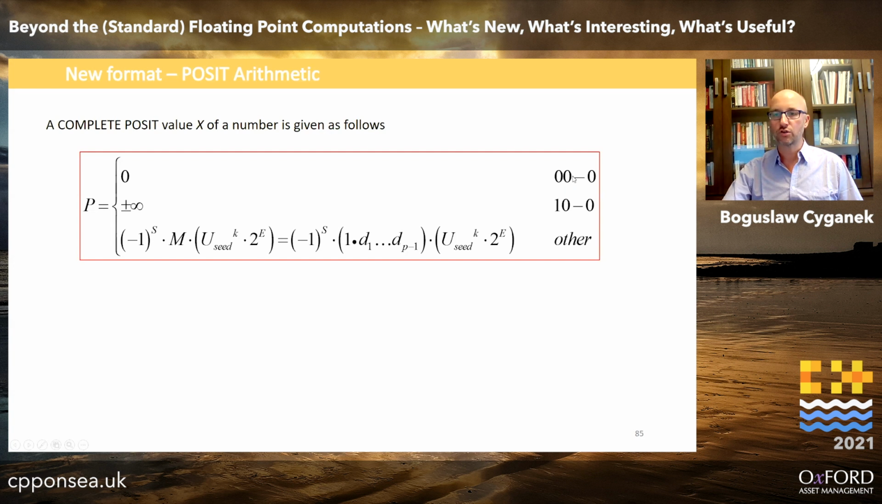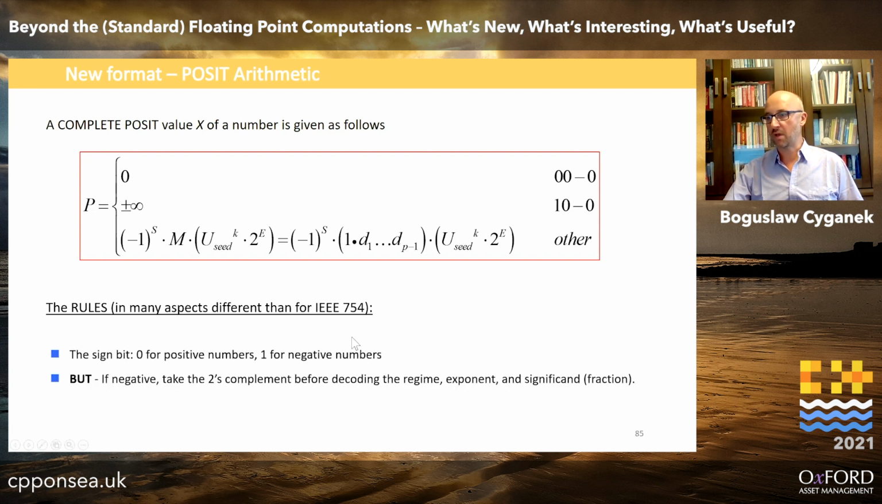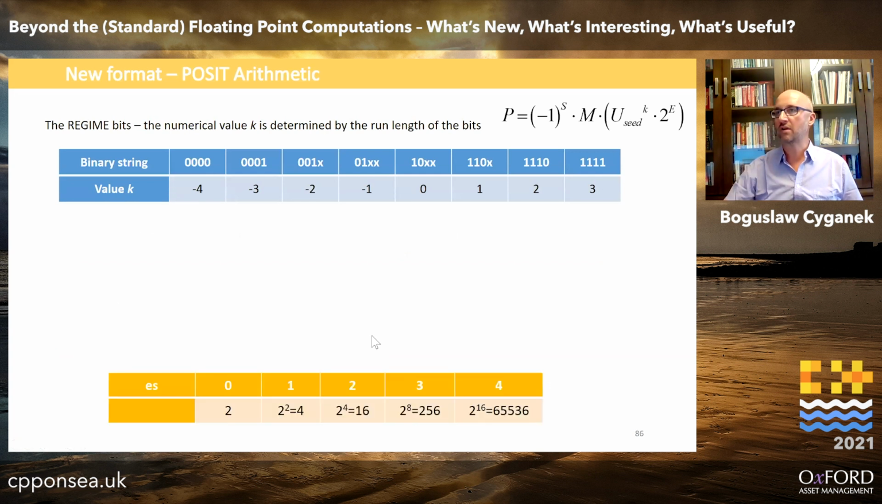So we have only 2 special bit encodings: all zeros for 0, and a first 1 followed by all zeros for plus-minus infinity. All other combinations are used to store, in a dynamic way, my values for computations. This is the virtue of POSITs. The rules are different, as I mentioned, so already mentioned the two's complement. So let's go to computations.